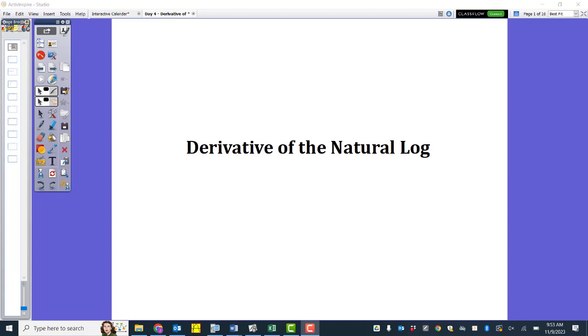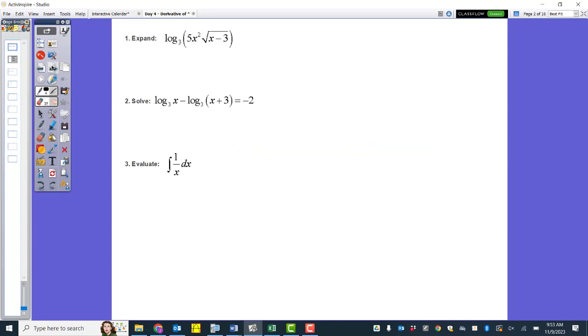No problem. All right, today we're looking at derivatives of natural logs. This is the one function we haven't looked at. So we want to start by going over some properties of natural logs. Remember, logs can be expanded through addition if they're multiplied on the inside.